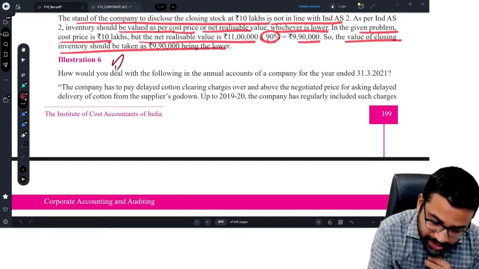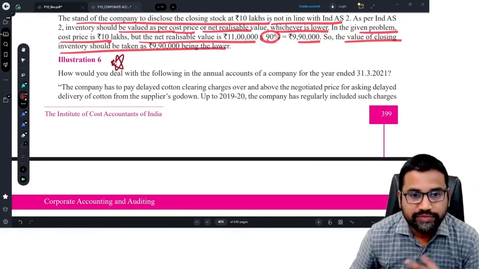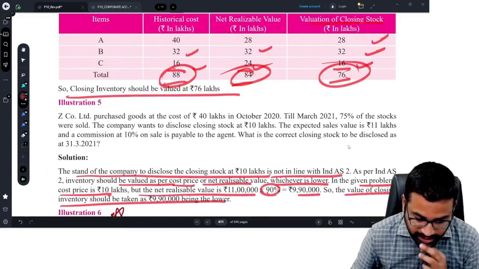Illustration 6 is very important. I told you that interest will generally not be included as a part of the cost of inventories, relating to that point.